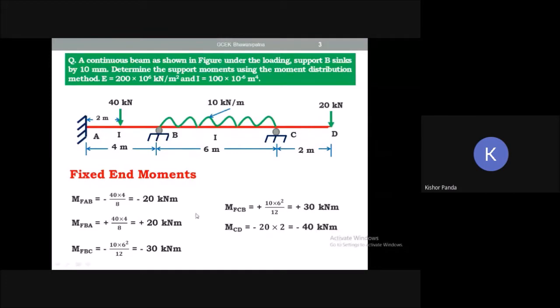So these are the moments you got from the external loading. But here you have to find out also the moment due to the sinking of support B.